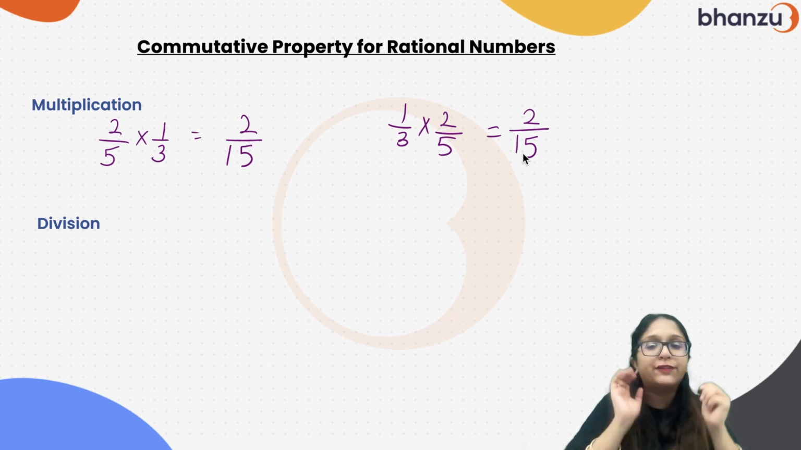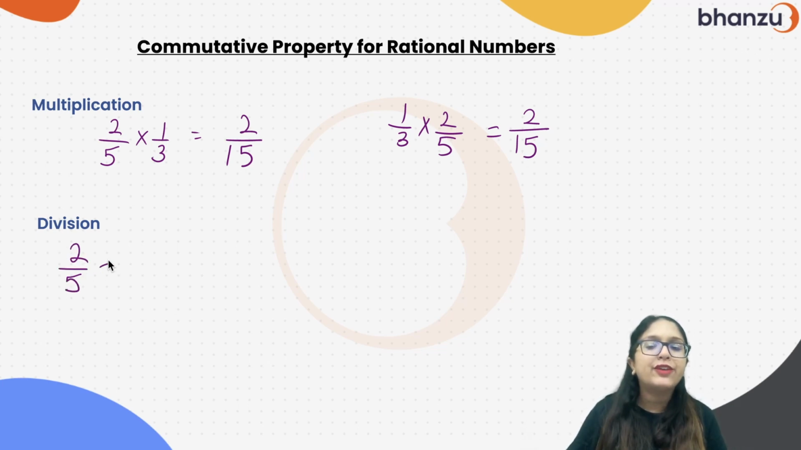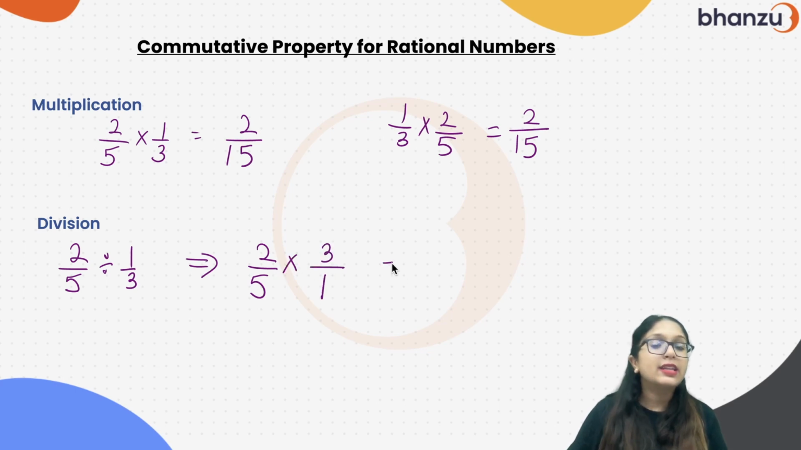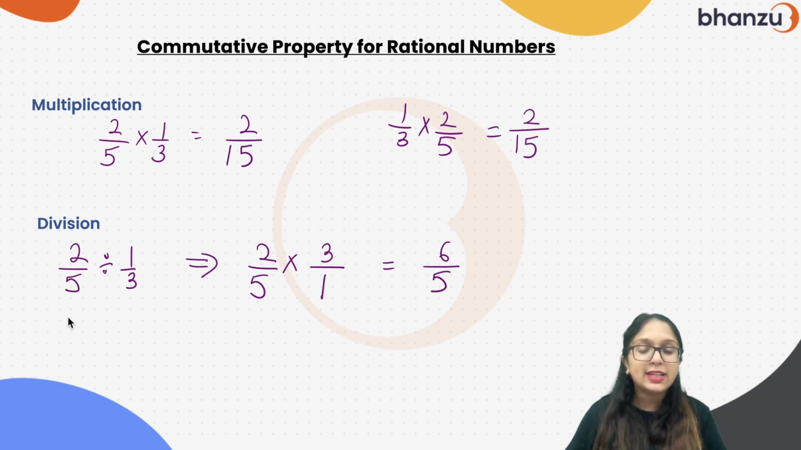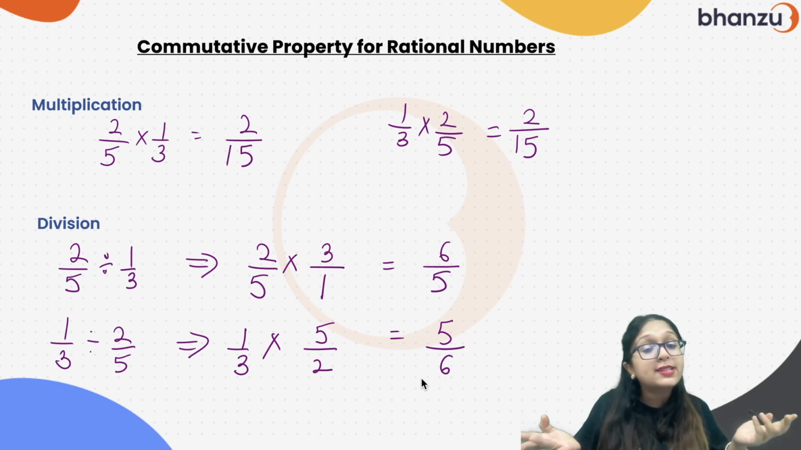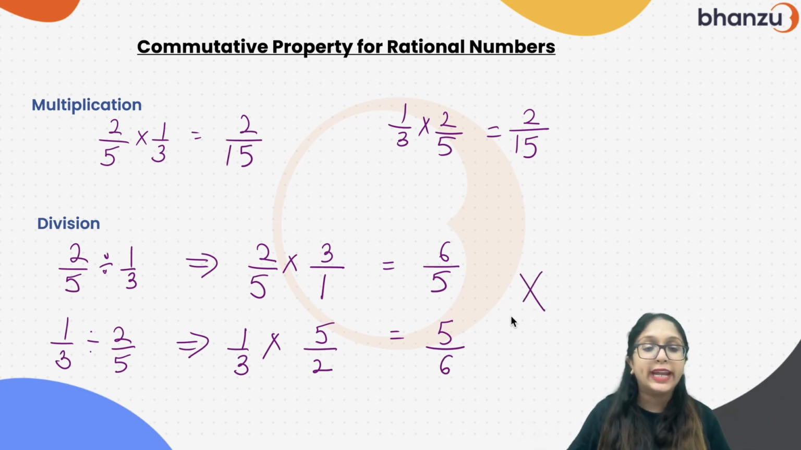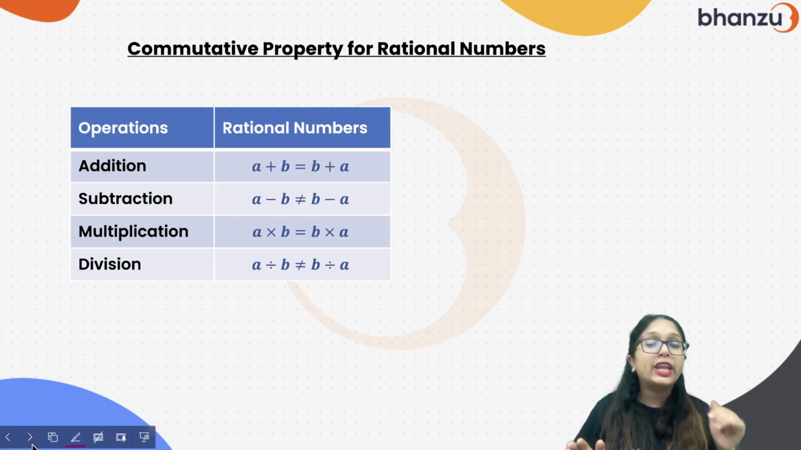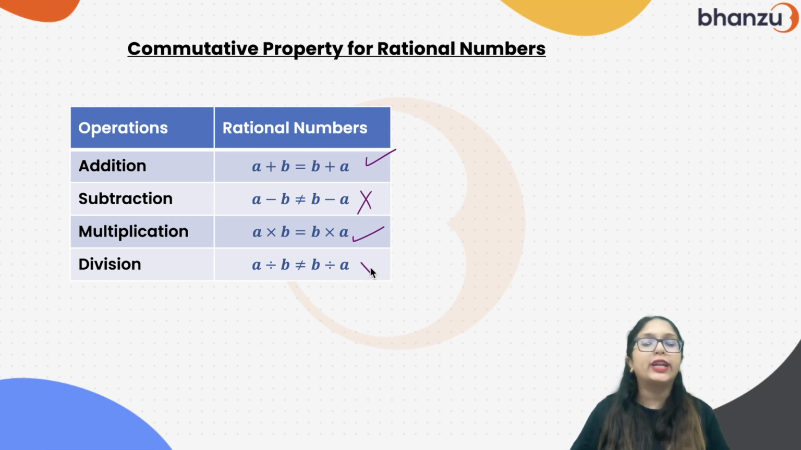Let me quickly show you with the division. Okay. Now 2 over 5 divided by 1 over 3. How will we solve it? 2 over 5, division will be changed to multiplication and 3 over 1. The answer is going to be 6 over 5. Now let's do it in a different order. This time this is going to be 1 over 3 times 5 over 2. So this is going to be 5 over 6. So answer in both the cases is different. So division is not commutative. Is that clear now? So let's quickly revise. Herein we saw addition is commutative, multiplication is commutative, but subtraction and division are not commutative.